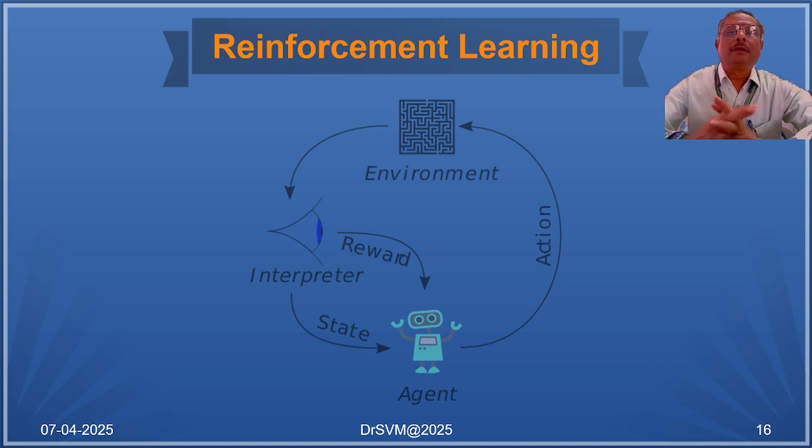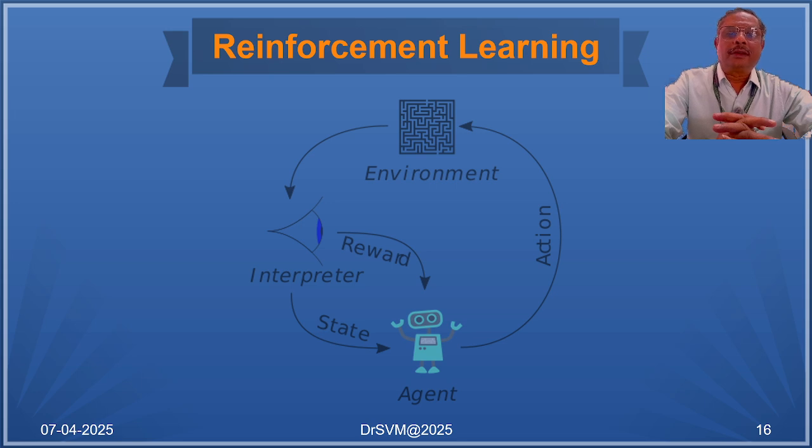Here we have an environment, and the environment is watched by the interpreter. The interpreter identifies the current state of the environment, and the current state of the environment is informed to the agent, and the agent further takes some action so that whatever goal the agent has can be accomplished.